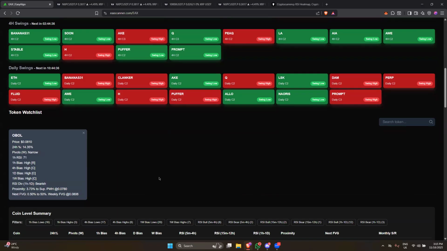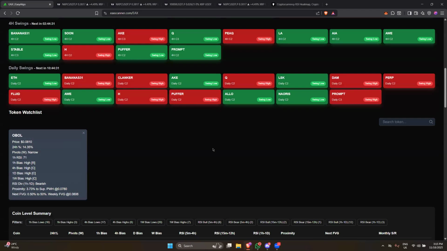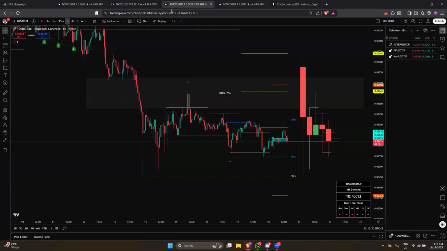Okay, so I like when it starts showing divergence. Bearish, it's only done 14%. I actually have been watching this. I think I even traded this at one point.